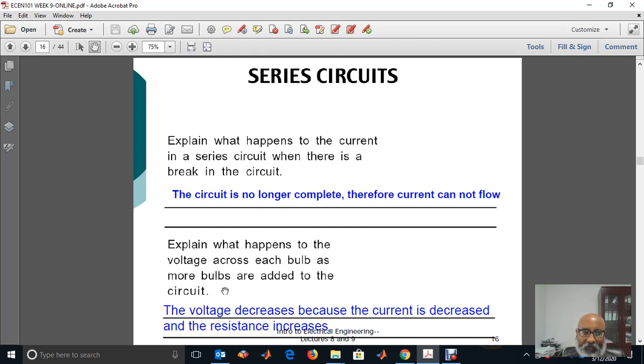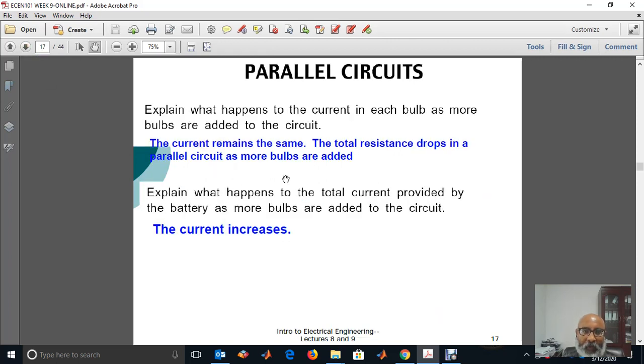Explain what happens to the voltage across each bulb as more bulbs are added to the circuit. When we add more bulbs to a series circuit, then the voltage across each bulb decreases because the total resistance increases and the total current passing decreases. And remember, voltage equals current times resistance. Since the current decreases, then the voltage across each bulb decreases.